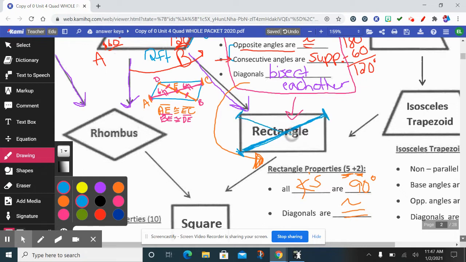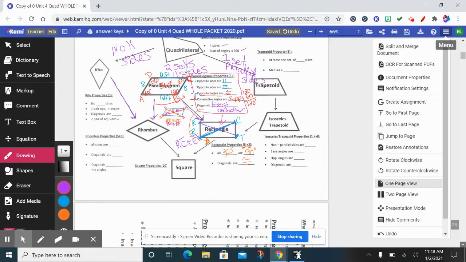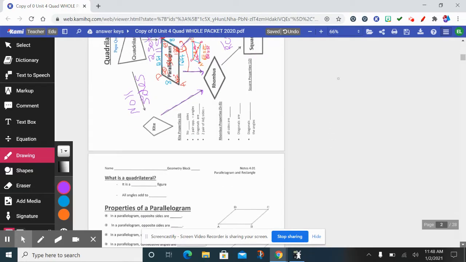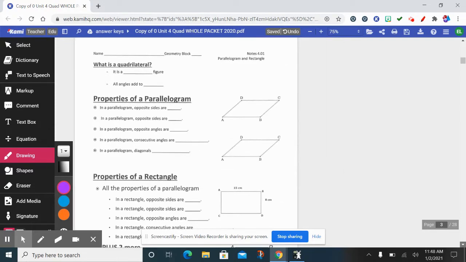One diagonal and this other diagonal, if I were to label this R, E, C, T for rectangle, right? We know that RC as a diagonal would be congruent to ET as the other diagonal. All right. So those are the two shapes we're going to focus on today. I need to rotate my page kind of back. And we're going to flip to the next page of notes.